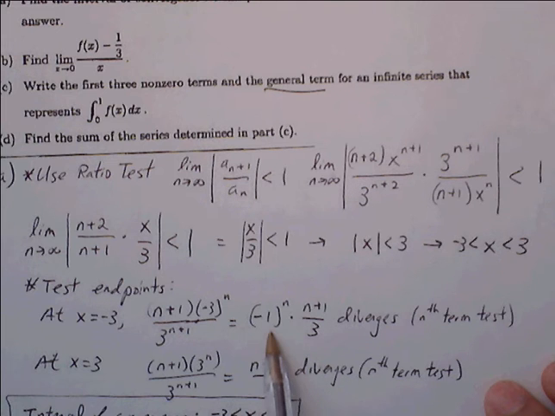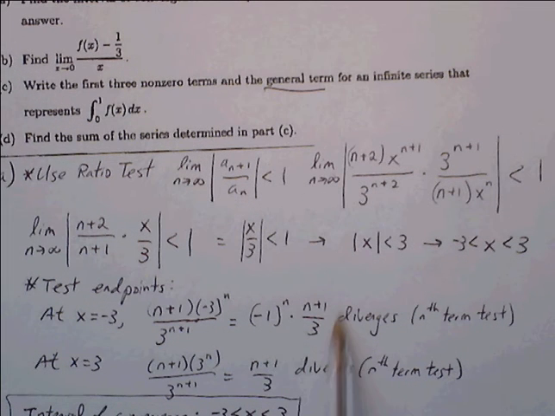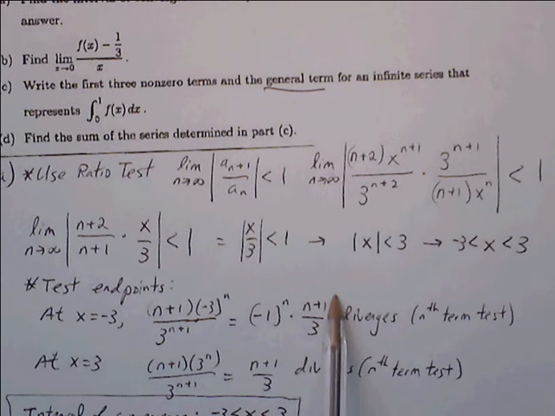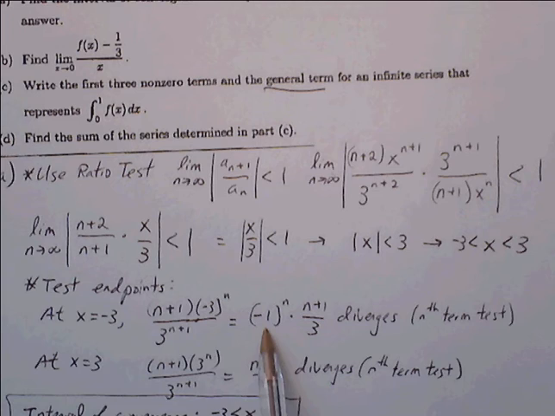Now, this is going to be an alternating series. However, the condition is that the sequence needs to go to 0. And as n approaches infinity, we see that this rule of sequence does not go to 0. So by the nth term test for divergence, we know this series will diverge, regardless of the fact that it's an alternating series.